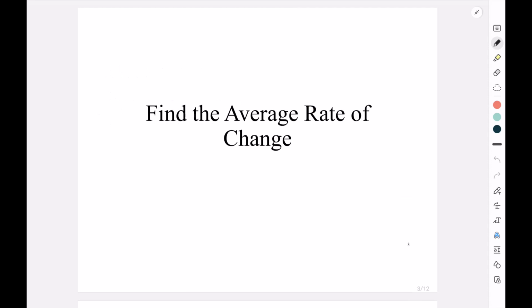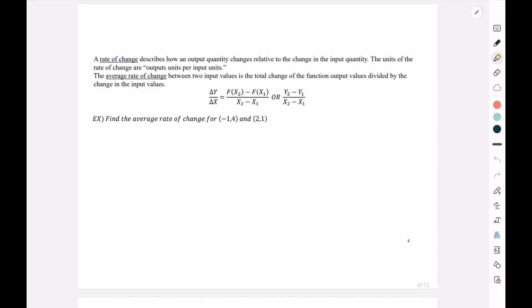So first, we're going to look at finding the average rate of change, or just the rate of change. The rate of change describes how the outputs change with the inputs, and this is just the slope of our graph. The average would be between two inputs, and the outputs would be divided by them. To find our slope, we take our outputs divided by our inputs, and that gives us how far we're going up and down the graph, and then how far we're going left and right on the graph.